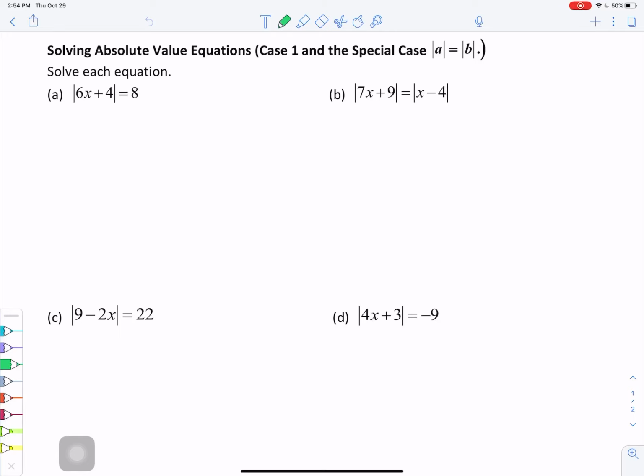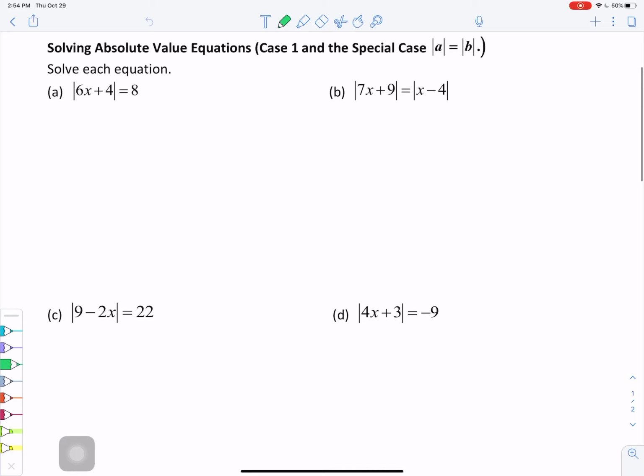The first thing we notice in problem A is that the absolute value is already isolated on one side of the equation. So we can immediately use our property that 6x plus 4 is equal to 8 and 6x plus 4 is equal to negative 8. And we solve both of those.